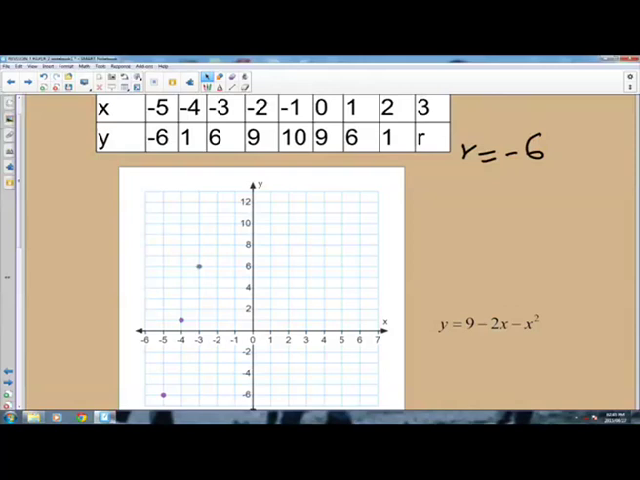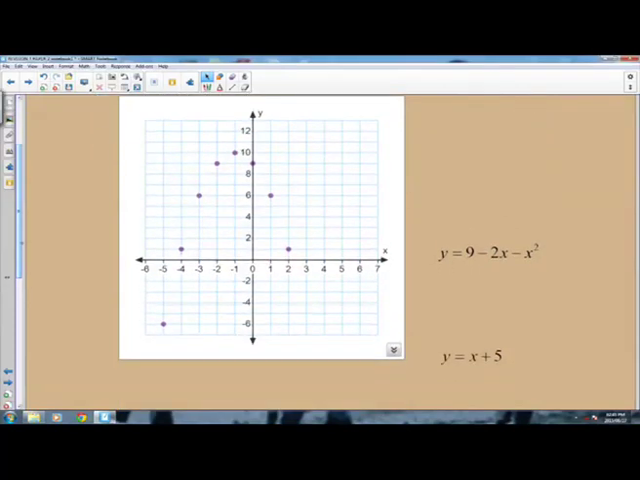And then we have minus 2, 9. Minus 2, 9, it's here. And then minus 1, 10. Minus 1, 10, it's here. And then 0, 9, and then 1, 6, and then 2, 1, the point here. And then the last one is 3, negative 6. It's here.